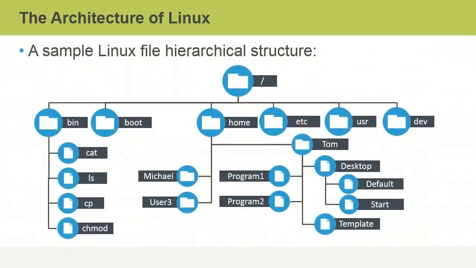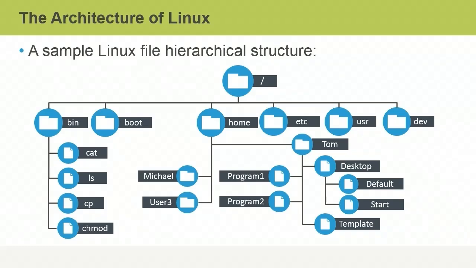A sample Linux file hierarchical structure is displayed. In this structure, you can see the bin, boot, home, etc, user, and dev folders under the root folder. Each of these has a specific purpose. The bin contains different applications like cat, ls, cp, chmod. The boot folder contains files required for booting.